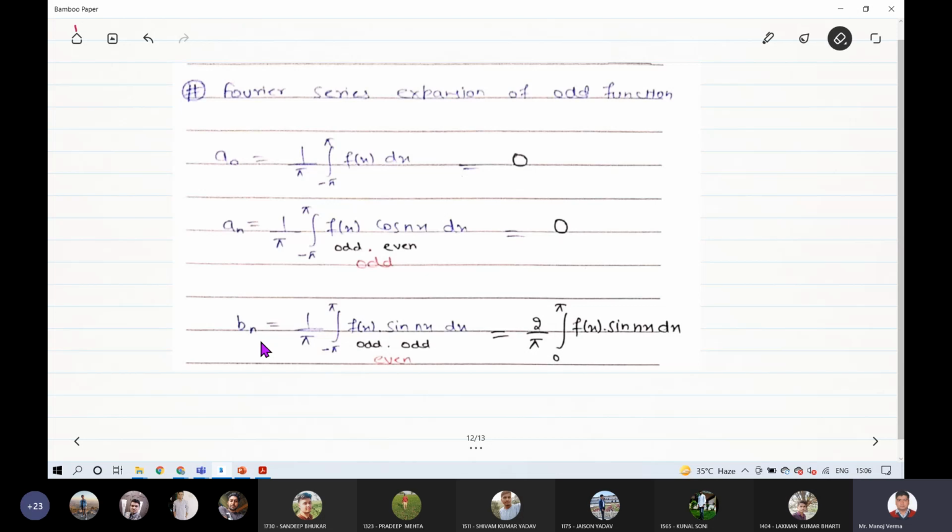The only component will be b n, and even in that case we have simplified the limits from minus pi to pi, we have converted to 0 to pi. So for an odd function, you can see it is very easy to evaluate the Fourier coefficients.